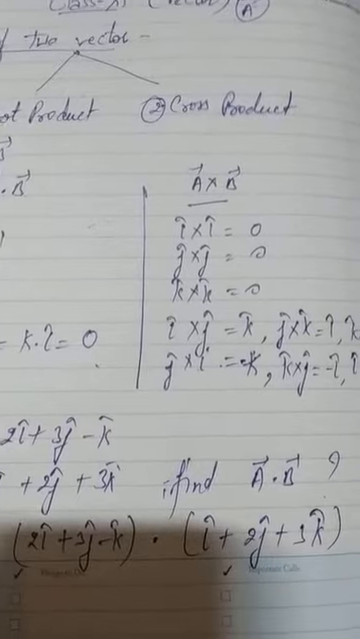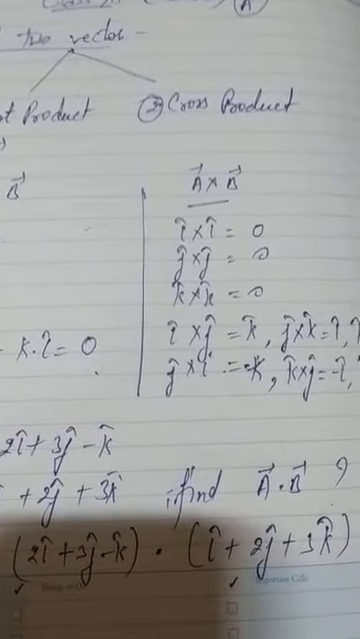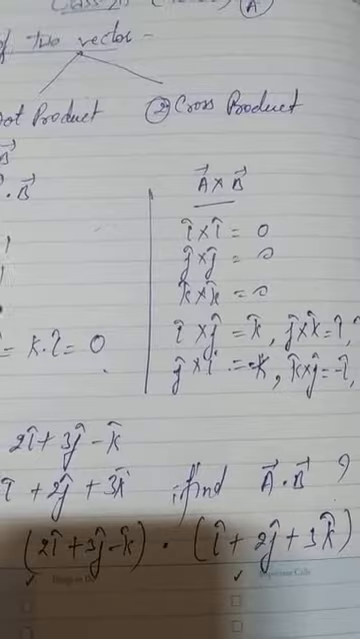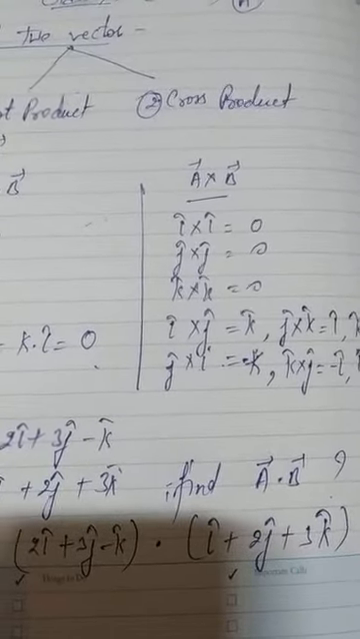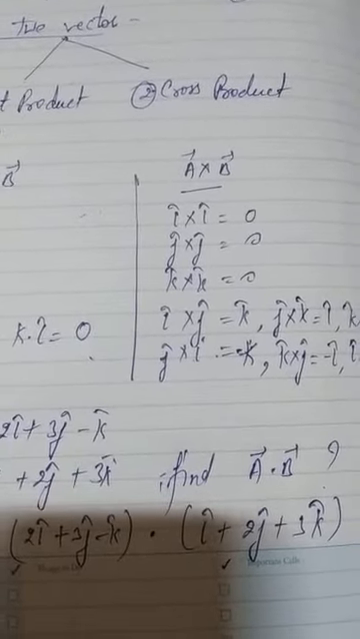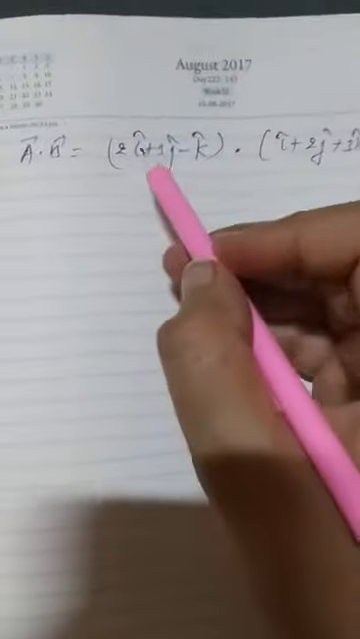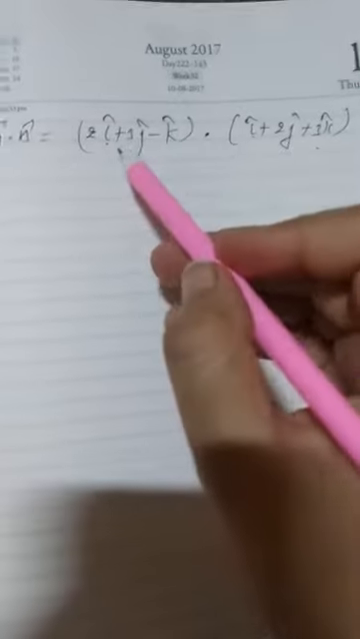Now A dot B equals 2i plus 3j minus k cap dot i plus 2j plus 3k cap. After this we will take the dot product of i with i, then with j, then with k. The same for j: first with i, then with j, then with k. Then k with i, then j, then k.